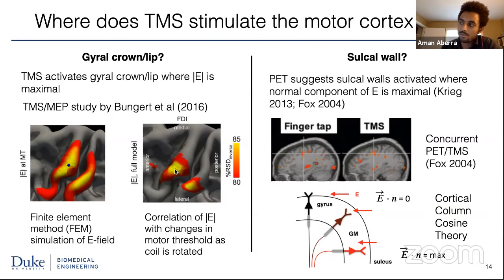On the other hand, PET imaging has suggested much deeper activation in the sulcal walls, where we find that the normal component of the electric field is maximal, and has led to the development of an idea called the cortical column cosine theory. It uses a simplified representation of neurons and says that neurons parallel to the field here in the sulcus couple most strongly, whereas in the gyrus they're perpendicular, they don't couple at all according to the cosine, and we get less activation.